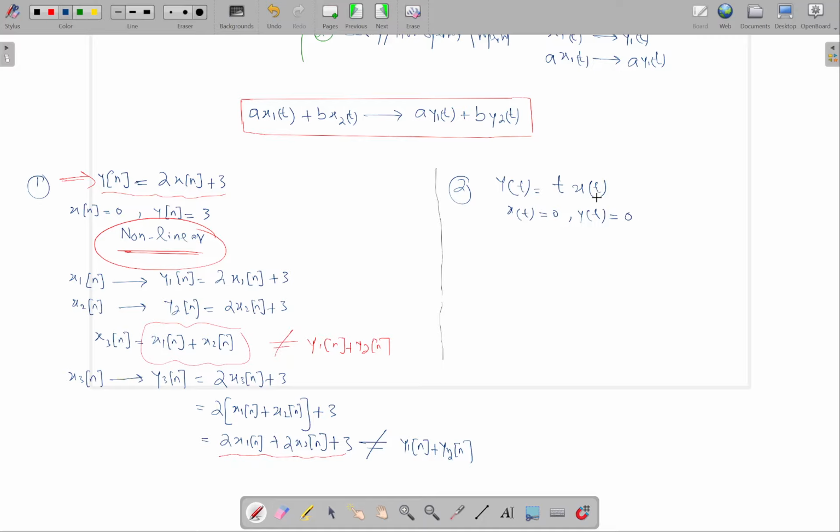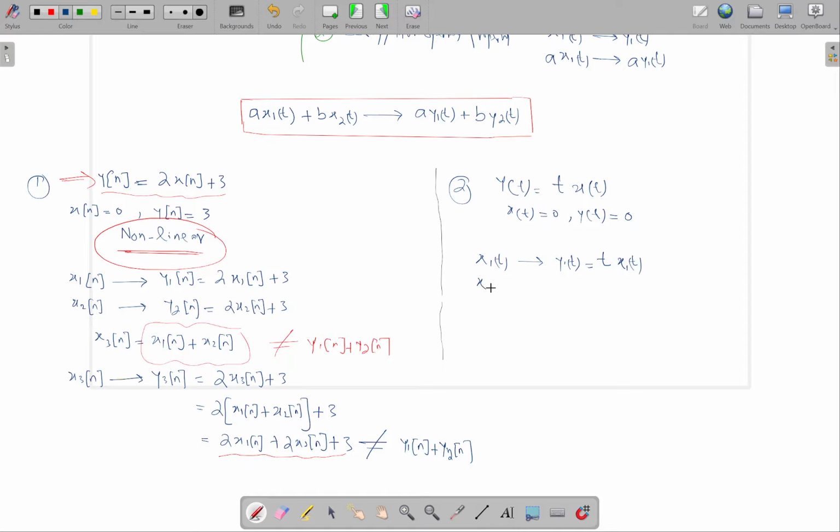Now, please note that doesn't mean that the system is linear. I still need to check completely. So let's check the system now. For x1(t), my output y1(t) is simply t times x1(t). So remember, this is the original system equation.